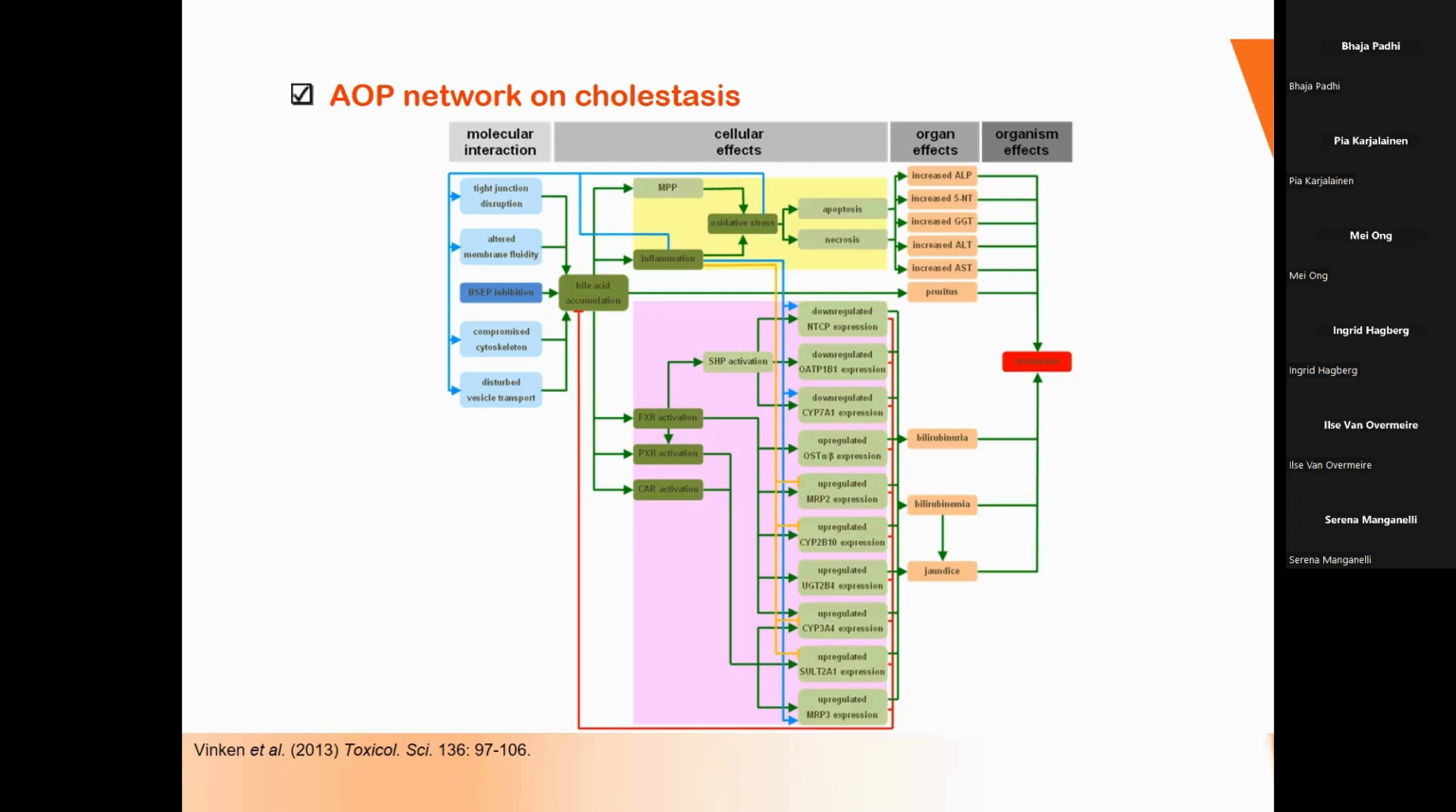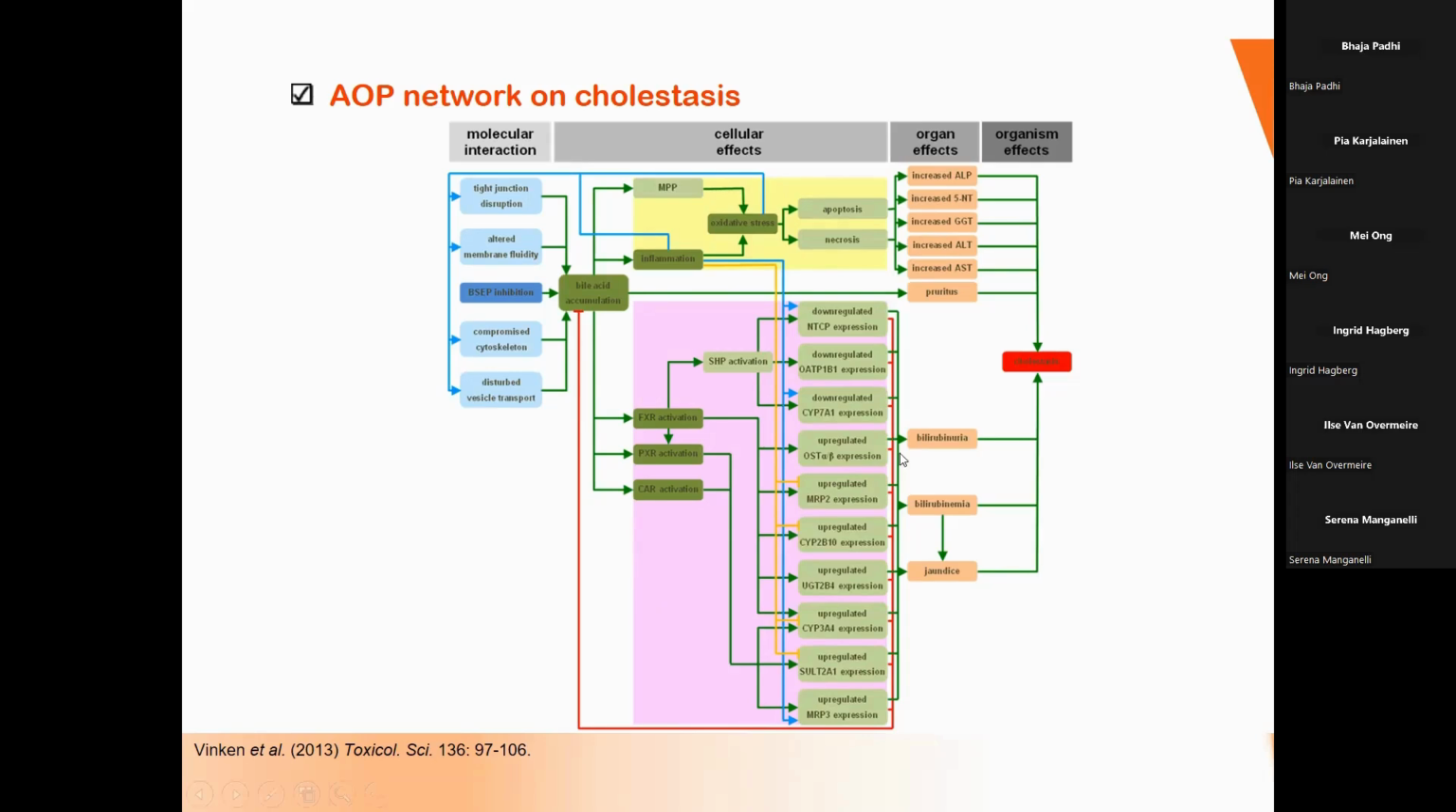And of course, if you inhibit this, then the first thing that will happen, and that would be a key event, would be the accumulation of the bile acids. What happens next is something that is really specific to cholestasis. In fact, you induce two types of biological, pathological responses, which are shown here in the yellow box, and that really would be the adverse outcome.